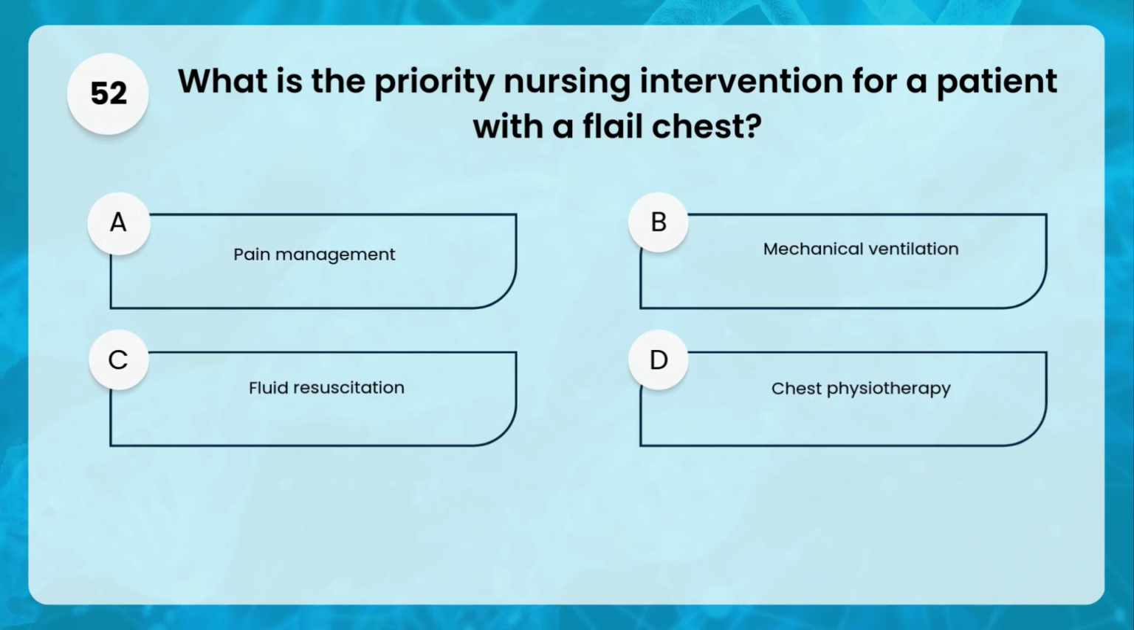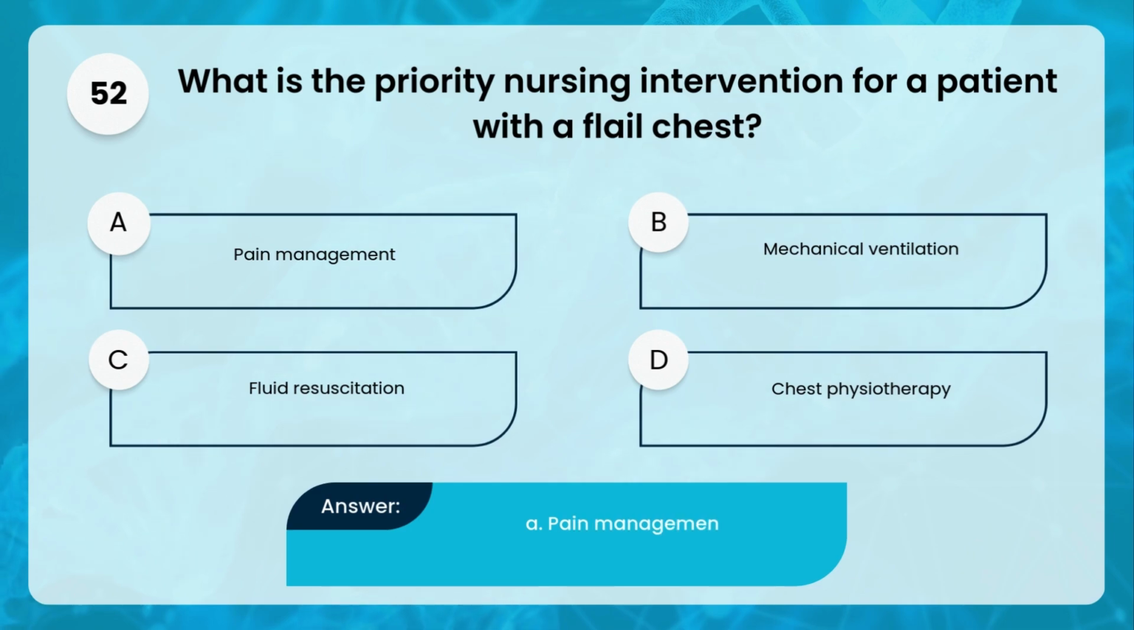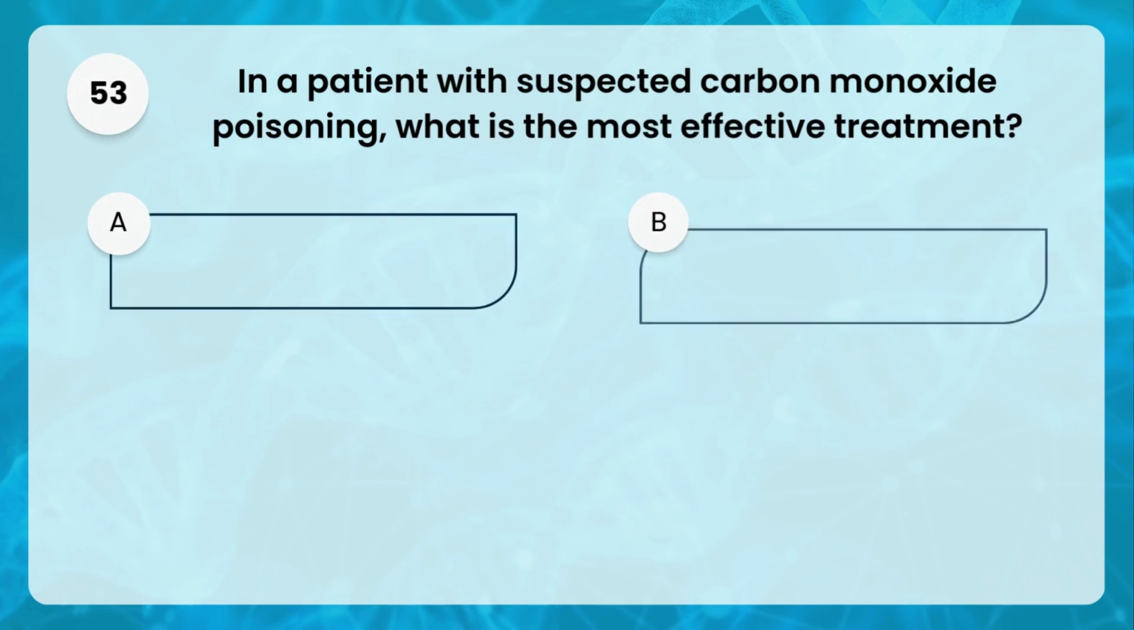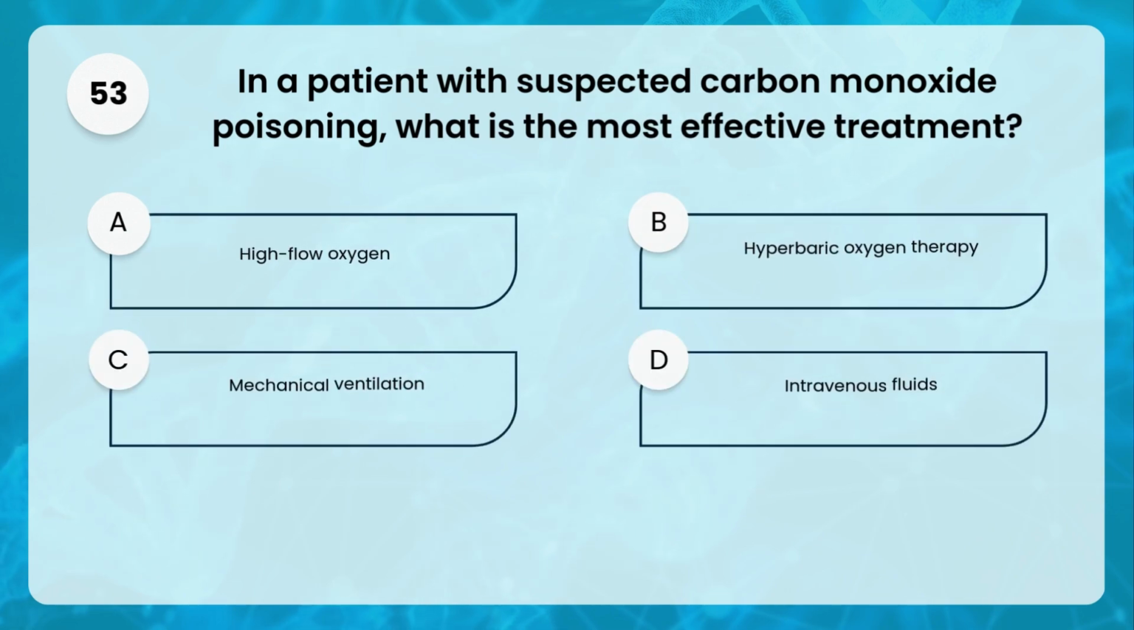52. What is the priority nursing intervention for a patient with a flail chest? A. Pain management. B. Mechanical ventilation. C. Fluid resuscitation. Or D. Chest physiotherapy. The answer is A. Pain management.